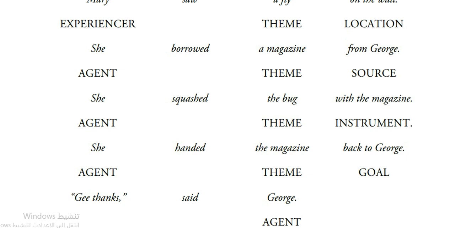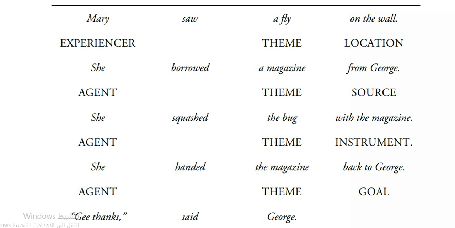Based on these examples, we have Mary saw a fly on the wall. So Mary is what? This is experiencer, with saw. So Mary is agent and experiencer, as you experience the sight. Fly is theme, because it's the object. And here on the wall, location. She borrowed a magazine from George. So she is agent, borrowed is the action, theme is magazine, and from George, this is the source. So you can read them on your own.